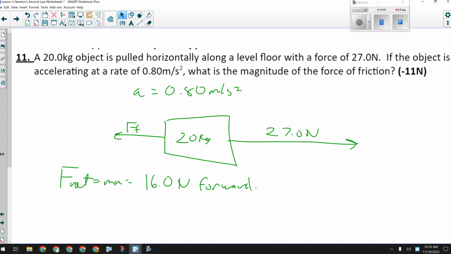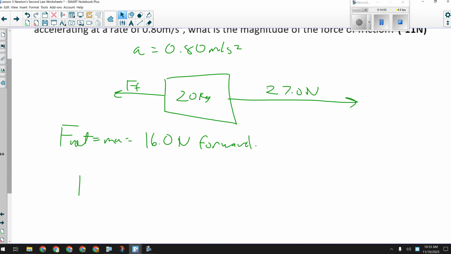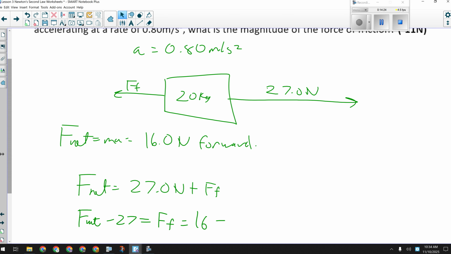Okay, so now I've got my net force. Okay, now that I know that, I can do the vector sum of all forces. So F net will be the 27.0 newtons plus the force of friction. All right, bring the 27 newtons over here. I'll have F net, okay, minus 27 newtons equals the force of friction. So that'll be 16 minus 27, which will give me negative 11 newtons. Right, and that's all we can get because they don't even say forward. They just give me numbers that are that way. Okay, so all I can say is this is in the other direction, so it's negative.